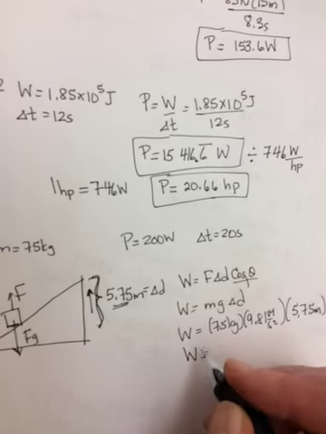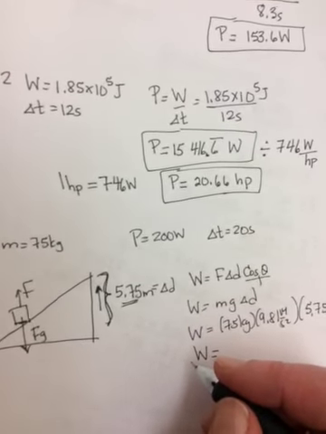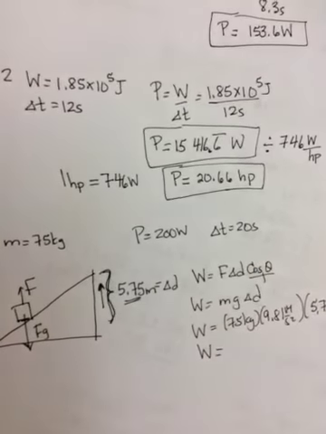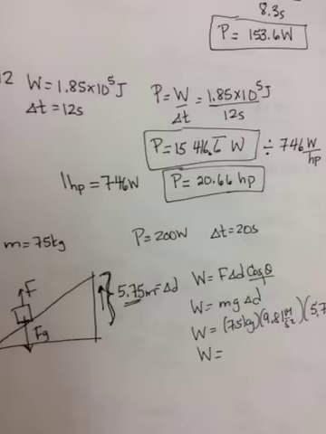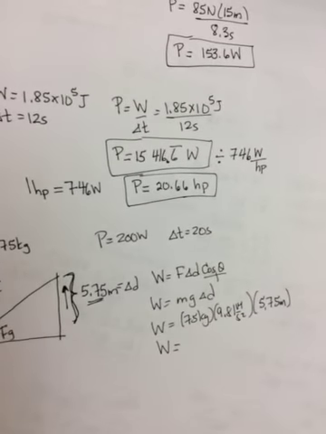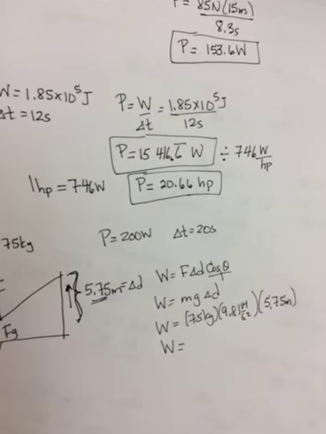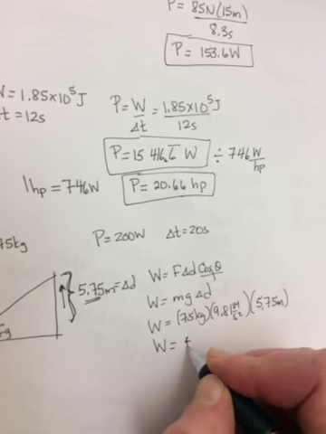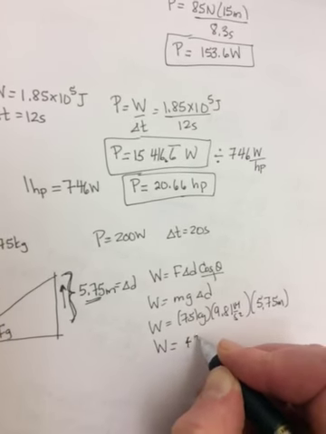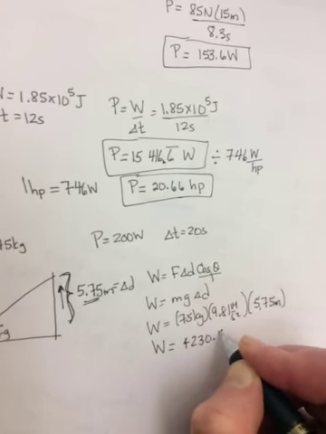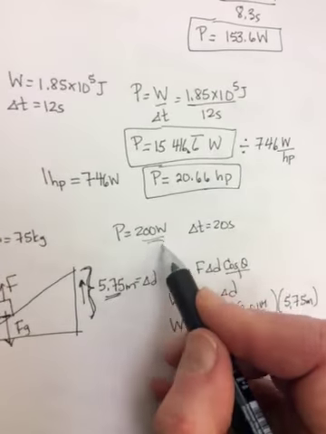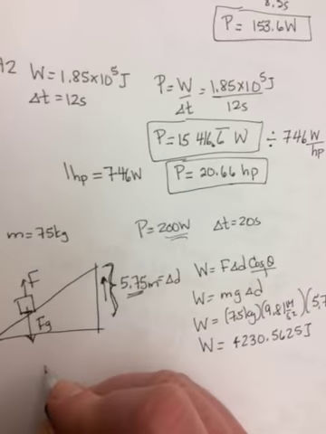So W here will be equal to, I don't think I typed it out, and I don't know where my calculator is. There it is. All right, so 75 times 9.81 times 5.75. So the kid's doing 4,230.5625 joules of work. And it says she can generate 200 watts.